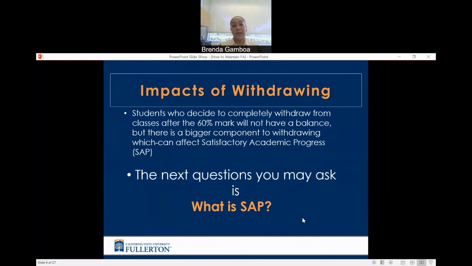Now, if you completely withdraw from your classes, keep in mind that even though you don't have a balance, what gets affected is your Satisfactory Academic Progress, which is also known as SAP. And then you may be asking, what is SAP?